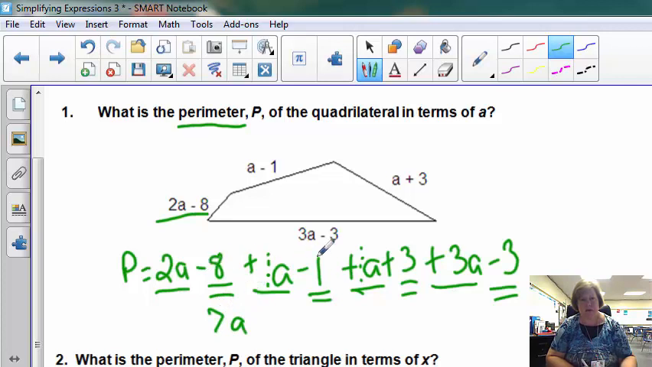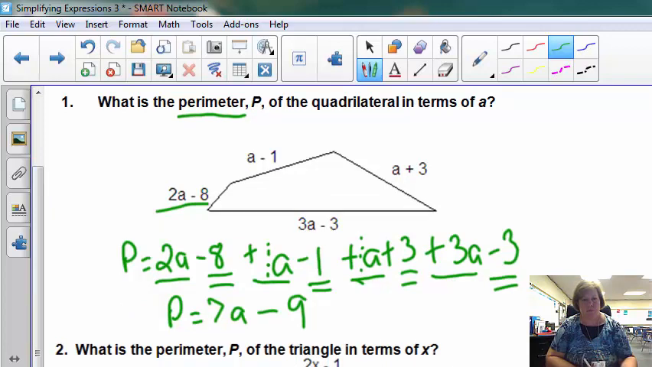Then we have negative 8 minus 1, so that'd be negative 9, plus 3 is negative 6, minus 3 is back to negative 9. So we could write plus negative 9, but mathematicians, remember, are lazy, so we're going to write one symbol, so minus 9. So P is equal to 7A minus 9. Okay. All right, let's take a look at another example here.